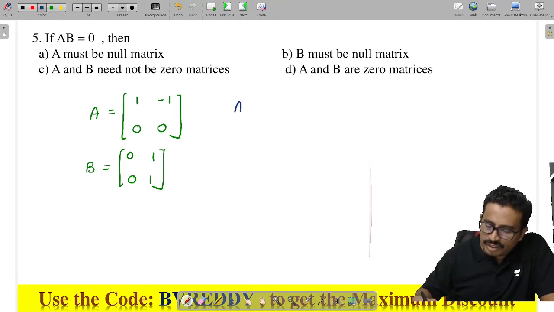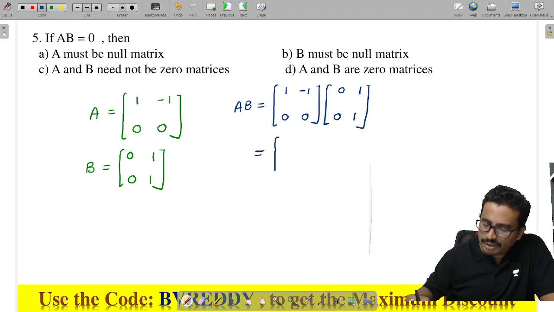So let us find out the product of these two matrices. 1, minus 1, 0, 0. Next B, 0, 1, 0, 1.